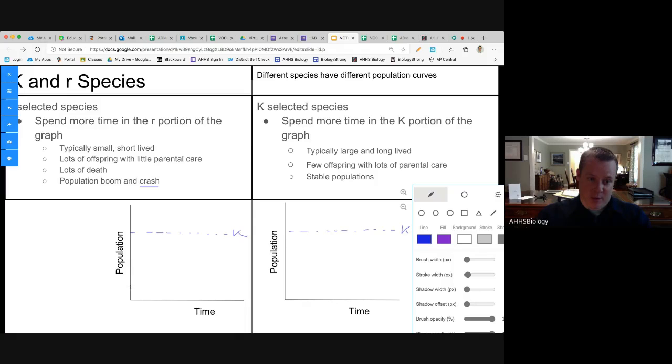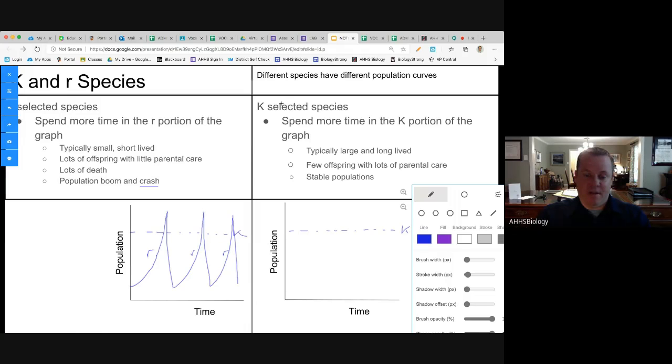And so what you end up with is something like this, where the population goes way up, it's way above carrying capacity, and then it crashes. And then it does it again and again. And that means that these organisms are spending a lot of time in that growth portion of the population growth curve. So we just call them R-selected as a species because they spend so much time doing that.